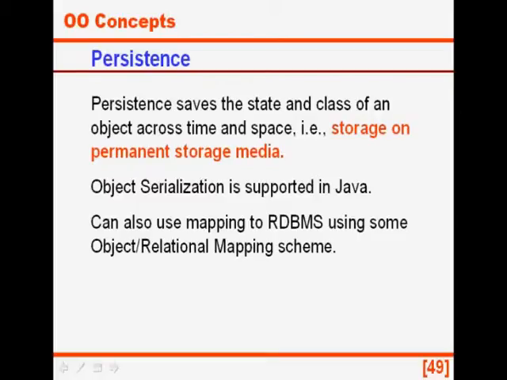Another major issue is persistence. This is a major issue in modern object-oriented programming languages. How do we store the state of a class or an object in permanent storage media? While my program is running, the values of the variables of the object are stored in random access memory, that is, volatile memory. How do I store it in permanent storage so that I can close down the program and restart it after some time and get back the values? This is what is known as the problem of storage or persistent storage.